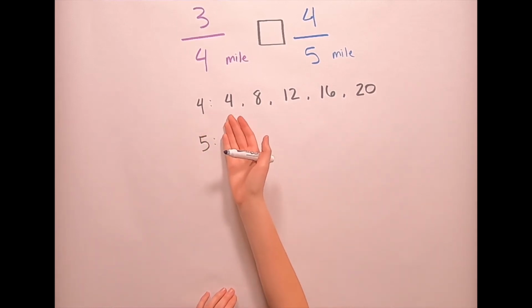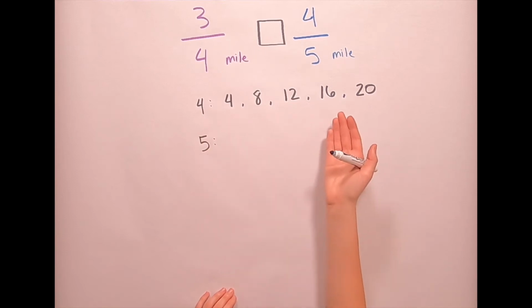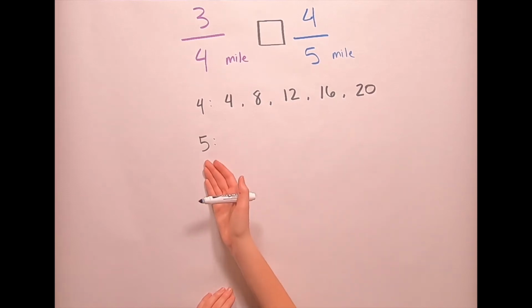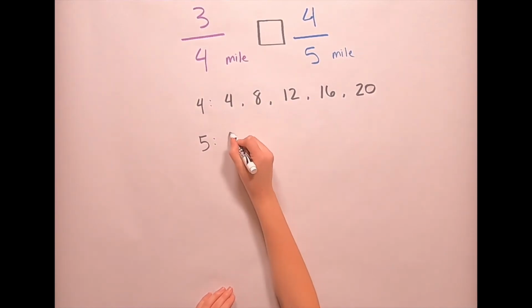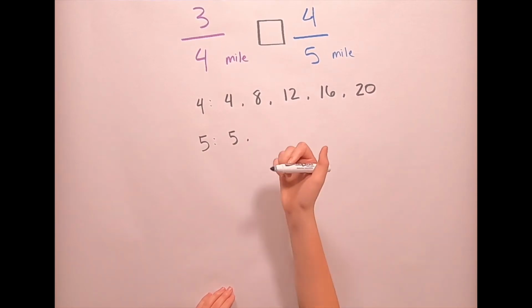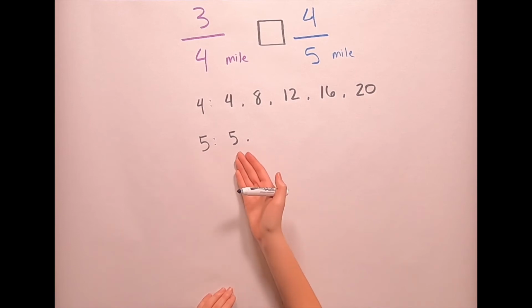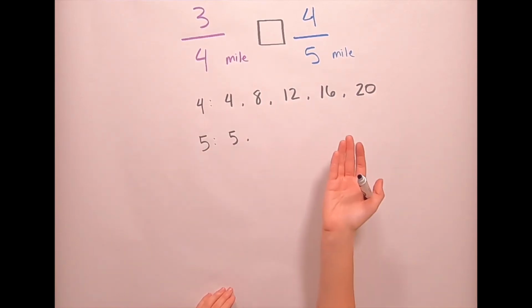Now we've written the multiples of 4. Or we've written numbers, any number times 4, and these are their products. Let's do the same thing for 5. So 5 times 1 is 5. That means that 5 is a product of 5 times 1, or 5 is a multiple of 5, which makes sense since 4 is also a multiple of 4.